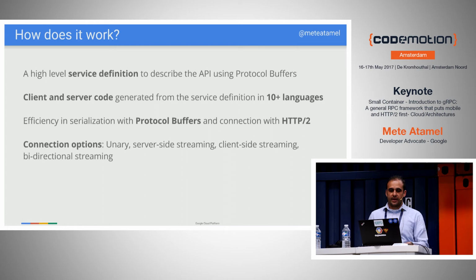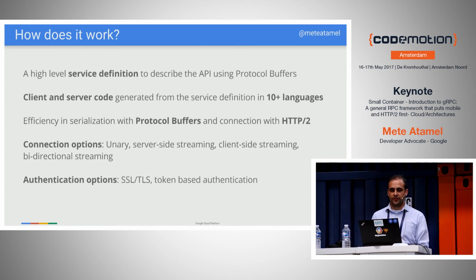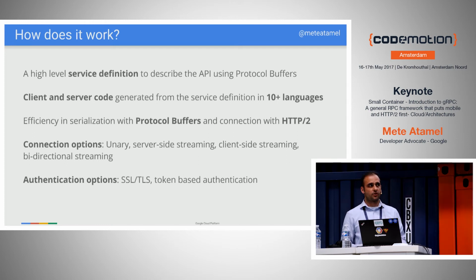And then you have a bunch of options for the connection. You have unary connections, client-side streaming, server-side streaming, and I'll talk about these shortly. And then you also have authentication options. And by the way, all of this stuff is really pluggable. So for example, by default, most people use protocol buffers because it's really efficient. But you can plug in whatever kind of serialization you want. Like for example, Microsoft recently plugged in Bond on top of gRPC. Or if you want to do just plain JSON, you can do that as well. So everything is quite pluggable.